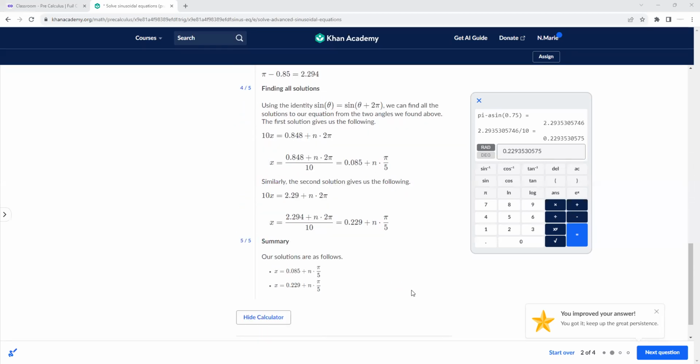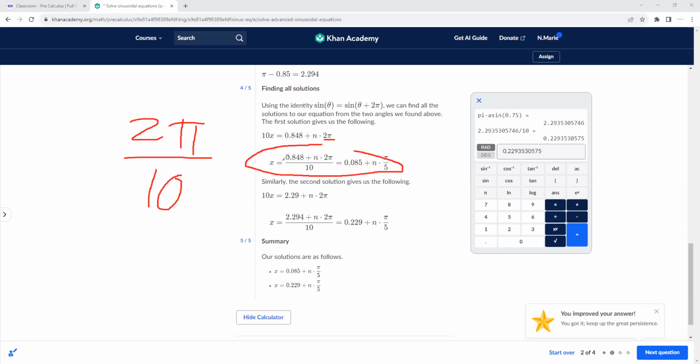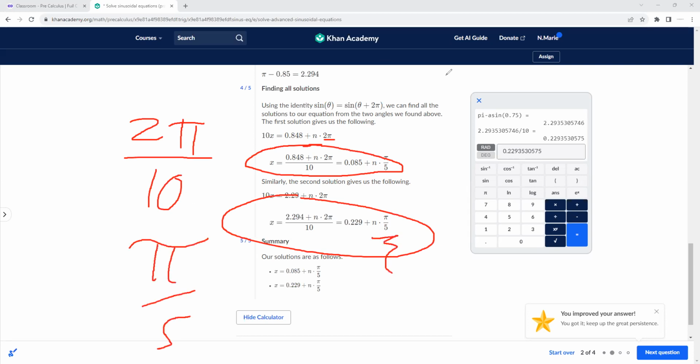So we had plus n times 2 pi. But if you divide that also by 10, you can see here they're dividing everything by 10. That's also going to get you pi over 5, which is how they also got the pi over 5.